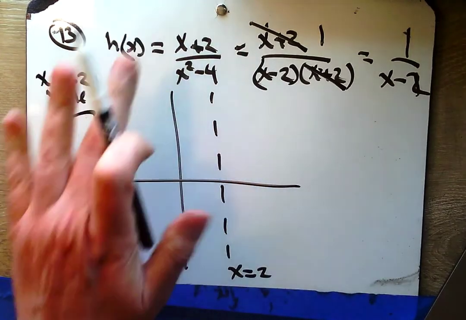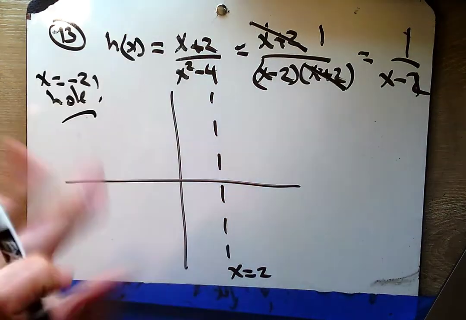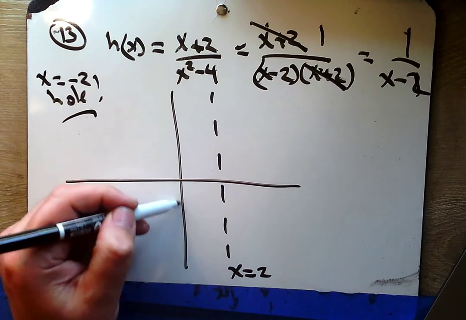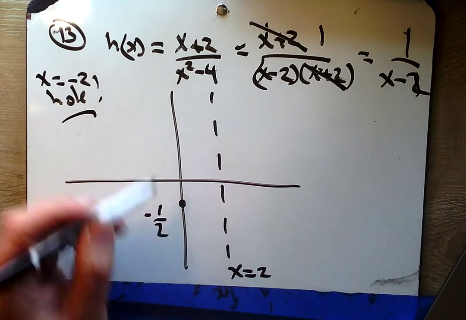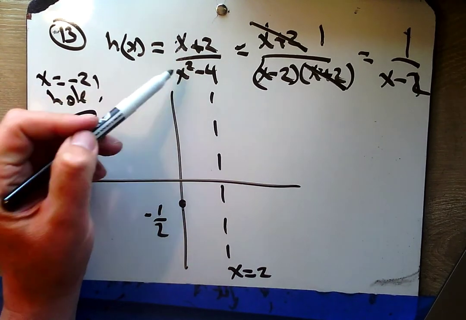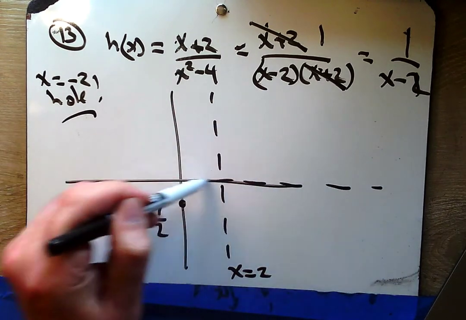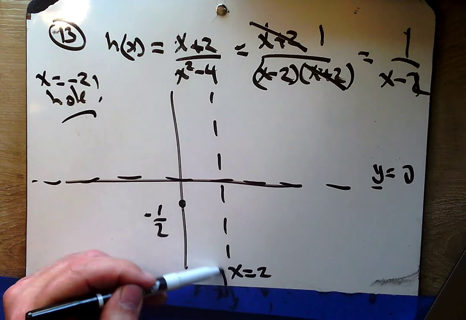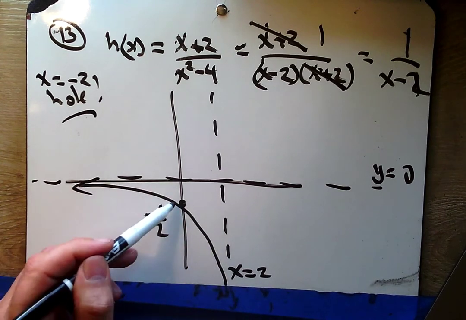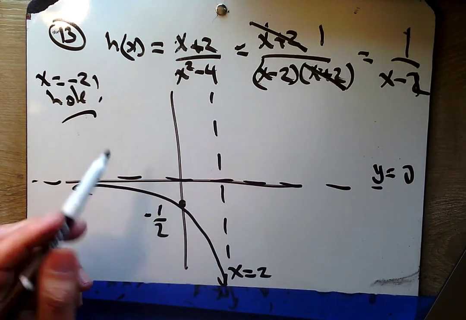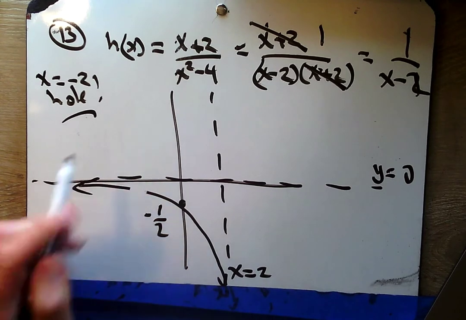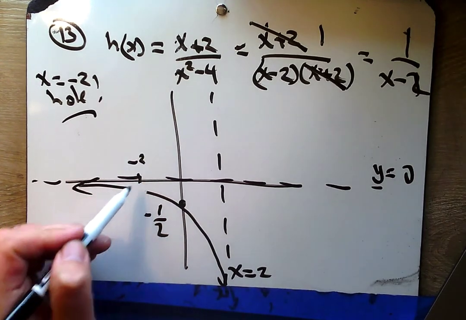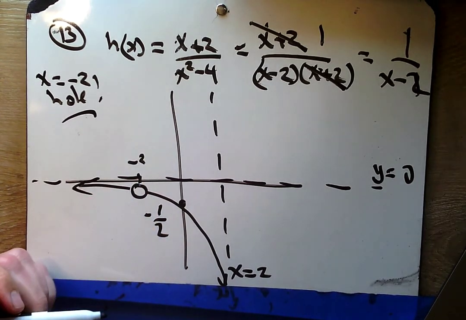I do see a y-intercept of -1/2. And since the degree of the top is smaller than the degree of the bottom, I have a horizontal asymptote at y equals 0. So my graph is going to go like that and bend to the asymptotes. But over here, at -2, we're going to have a hole.